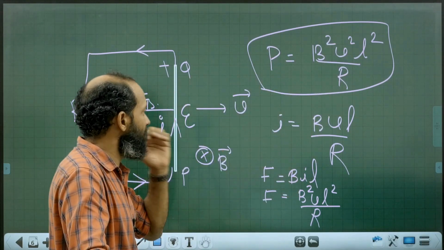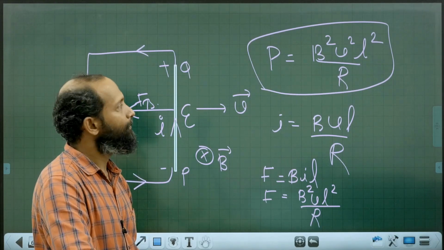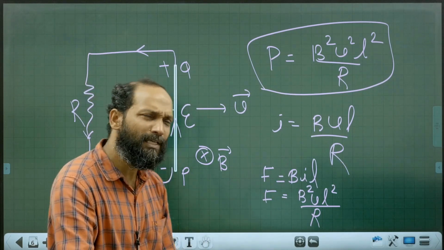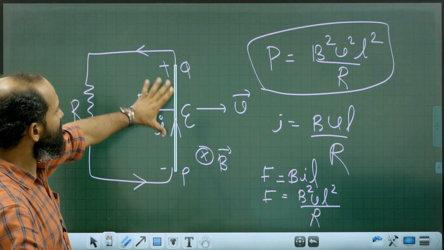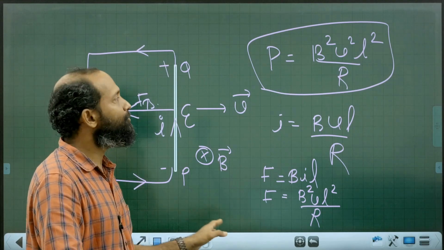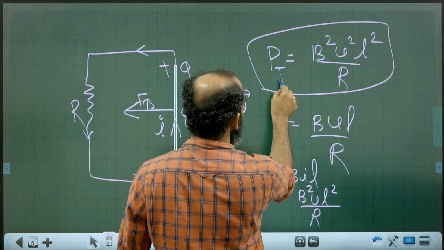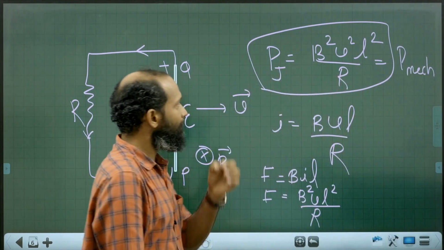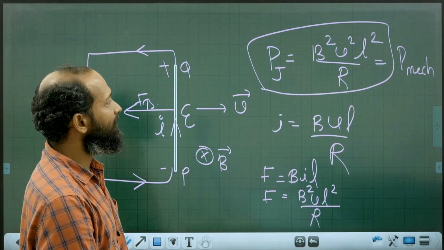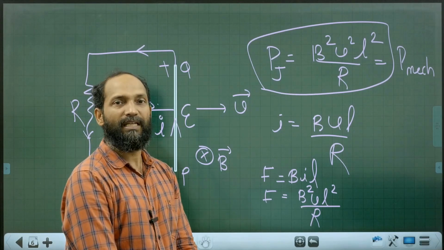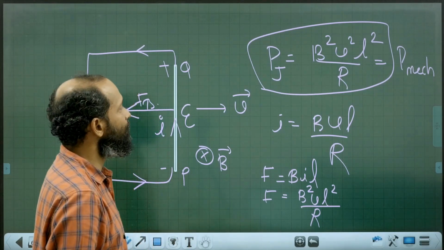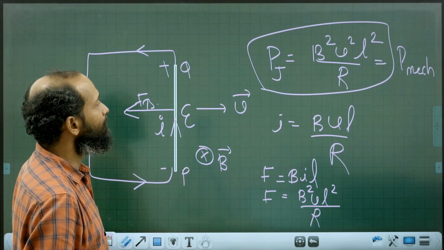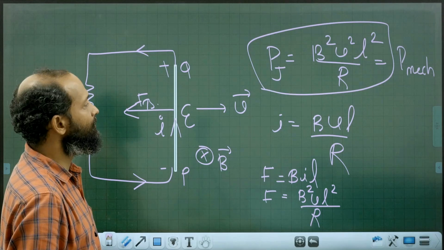This topic, motional EMF, is very important. And this mechanical power supplied is completely utilized in heating this circuit. From Joule's law, this mechanical power can be equated to the Joule's power. Mechanical power and Joule's power are equal. That means energy is conserved. So it is never against conservation of energy. Lenz's law, as well as the development of power in motional EMF, is not against conservation of energy.